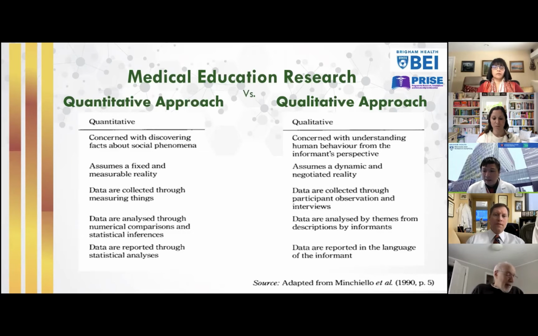However, we still need to analyze that data. What we do is analyze by themes and descriptors that are reported to us by the informants. And Subha will be talking in more detail later on about how we do that. For those of us who are trained in the quantitative approach, which is how most medical schools approach it, this can often be challenging and a little difficult to comprehend unless you were trained in the social sciences. And then ultimately, the data is reported in the language of the informant, from the perspective of the people that we're studying. So with that, we're going to delve into each of these.